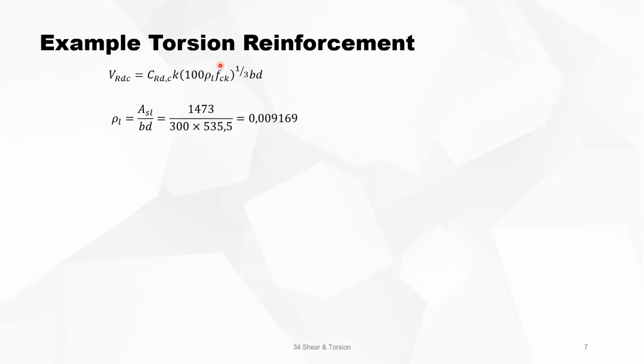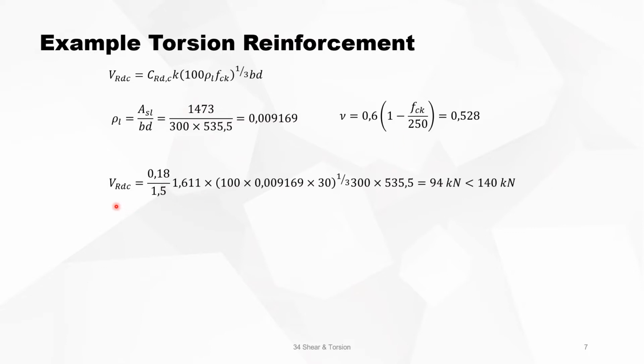For VRDC, we have to calculate the rho L, the density of the longitudinal reinforcement, and we arrive at 0.009169. Mu is 0.528. And then VRDC is CRDC multiplied by the K factor and so on. And we have 94 kilonewton. Compare it with the VRDC min. So we take 94 as the real value, and it is smaller than the 140 of VED.